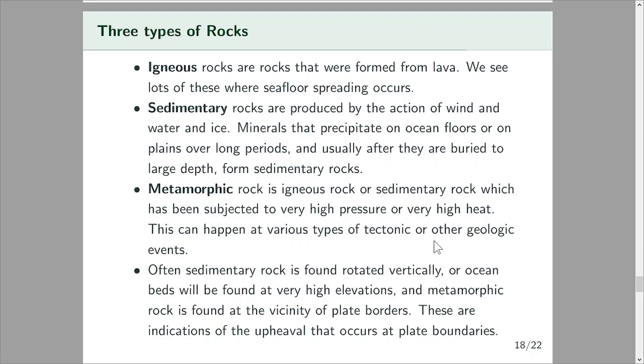Often sedimentary rocks are found to be vertical, so sometimes you'll see layers of rocks. Those are sedimentary rocks, geologic strata, but they'll be tilted at crazy angles. This tells us that some kind of upheaval has happened because sediment lays down horizontally, not at an angle. And so they're clues to what sort of geologic activity has occurred.